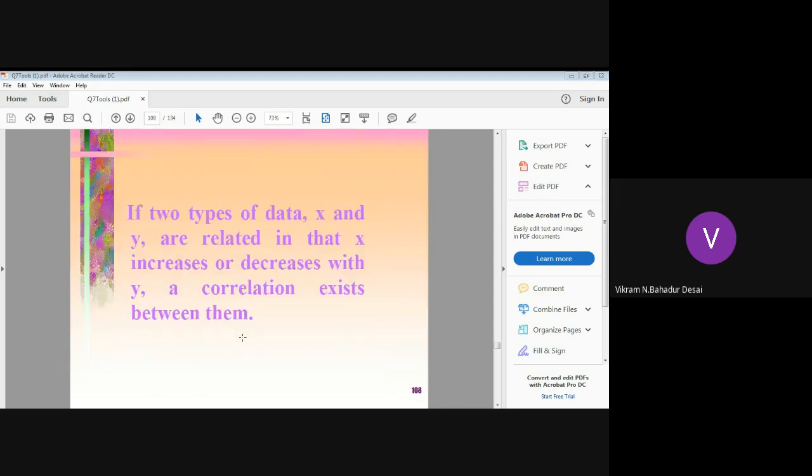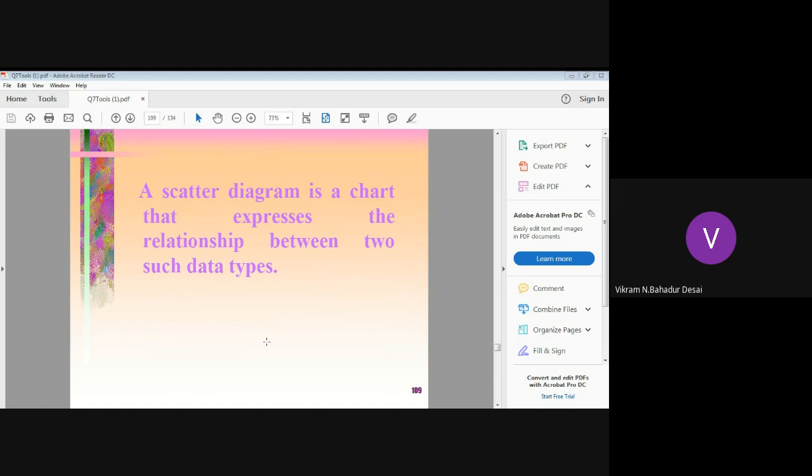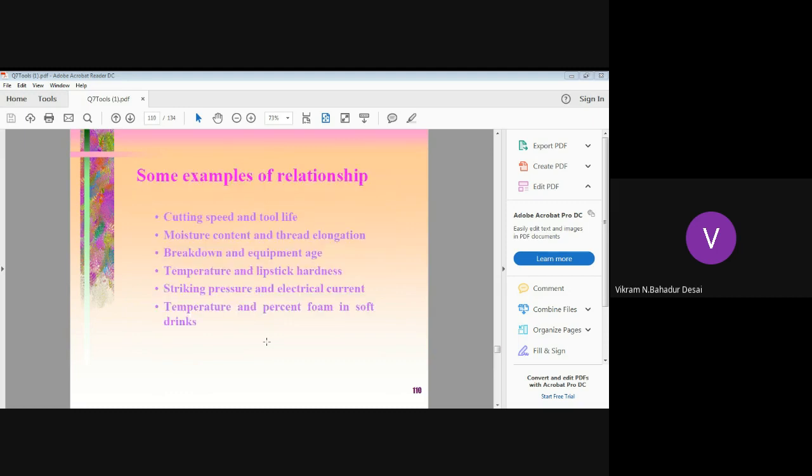Then the scatter diagram. Again, I told you it shows a relationship between two variables, right? With respect to one variable, how another variable is going to vary. If you increase your height by 1 inch, what will be the increase in weight? Is there any relationship between them? That is what you are going to check. Is there any relationship between your cutting speed and the tool life, right? So can I do a correlation or scatter diagram for that?